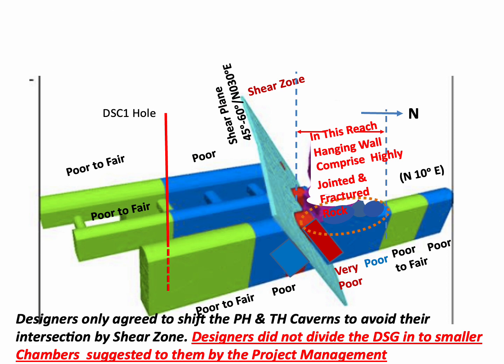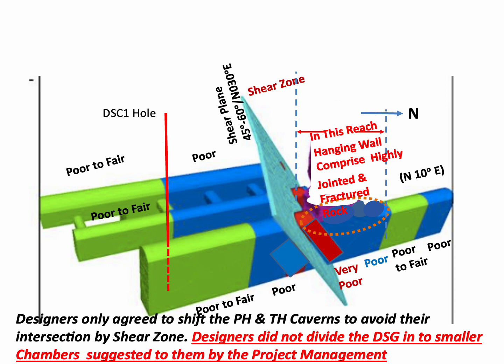The hanging wall reach, which was following the shear zone in the downstream surge gallery, comprised multiple sets of joints and fractured rock mass, with joints filled with clay and crushed material. At that time, during April to December 2014, a crucial decision should have been taken by the designers for avoiding the downstream surge gallery being cut by the shear zone.